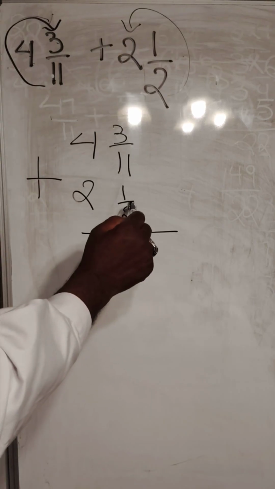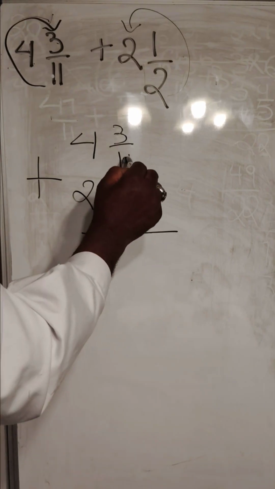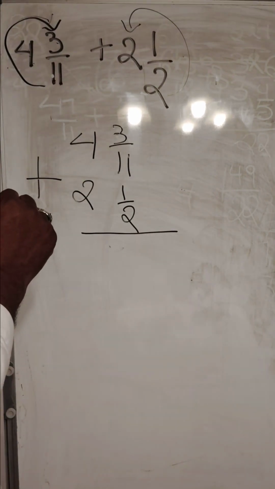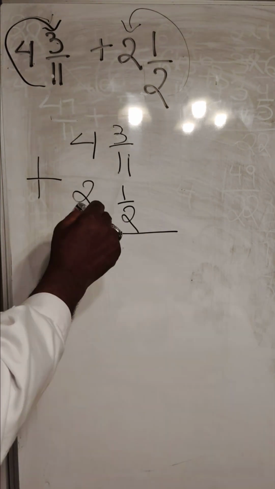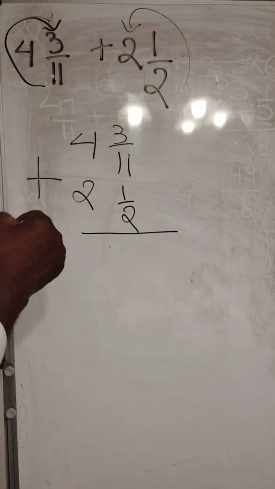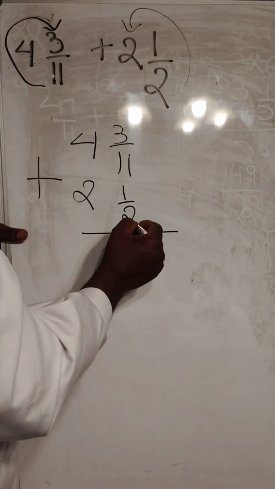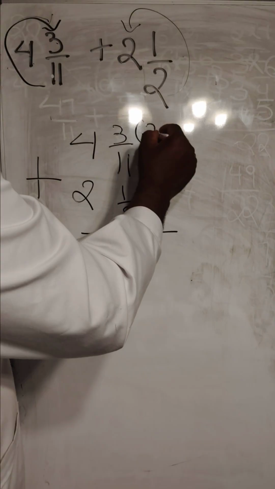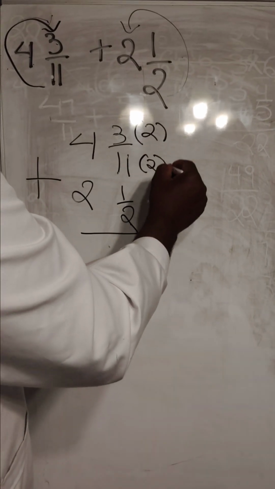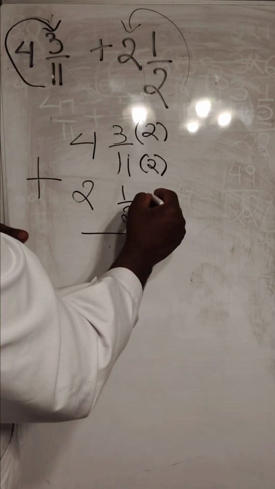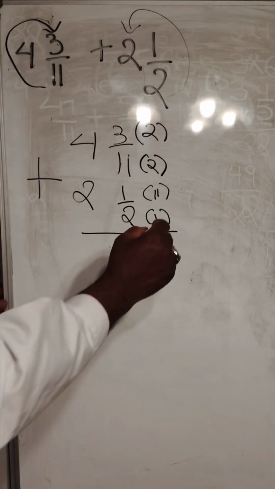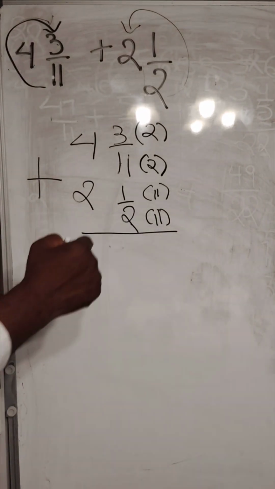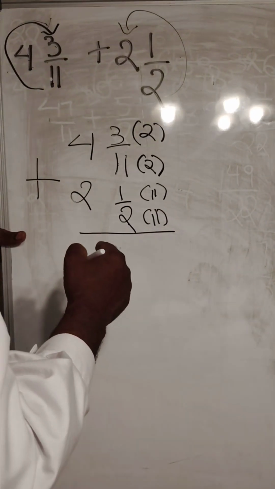When I do that, those denominators are gonna be the same. They will be the same. Then I can only add the top. So let's do that. So I'm gonna get a 2, I multiply over there by 2. Now I get 11, I multiply by 11. Why am I doing that?